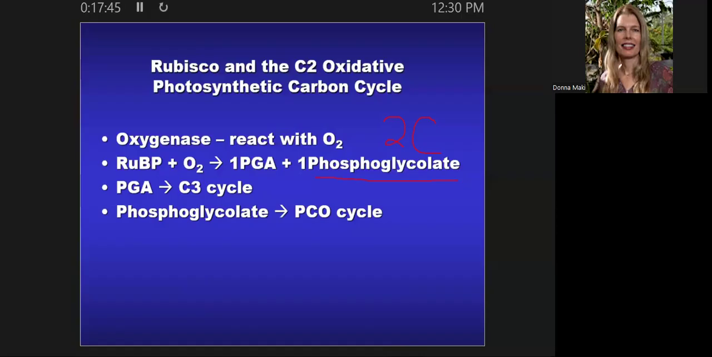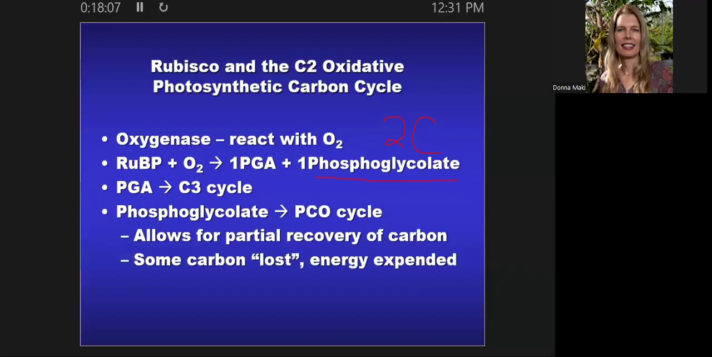Now, when you look at the entire cycle, the PCO cycle from start to finish, they put it this way. They say it allows for partial recovery of carbon. What that means is you do end up making a PGA from that process, which is good. But some of the carbon is so-called lost along the way. During that cycle, I'll point that out. And then there's extra energy that the plant has to use in order to get this to go to completion.